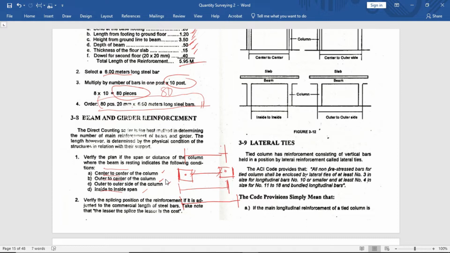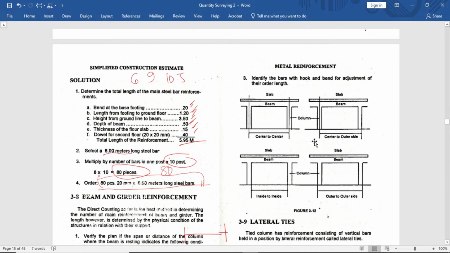bars. Take note that the lesser the splice, the lesser is the cost. So, syempre, kung mas maikli yung splice nyo, mas less yung cost. Syempre, mas mahal yung bakal, mas mahaba. So, tingnan natin dito. So, in number 3, identify the bars with hook and bend for adjustment of their order length. So, dito, ito yung tinutukoy ko center to center, yun.